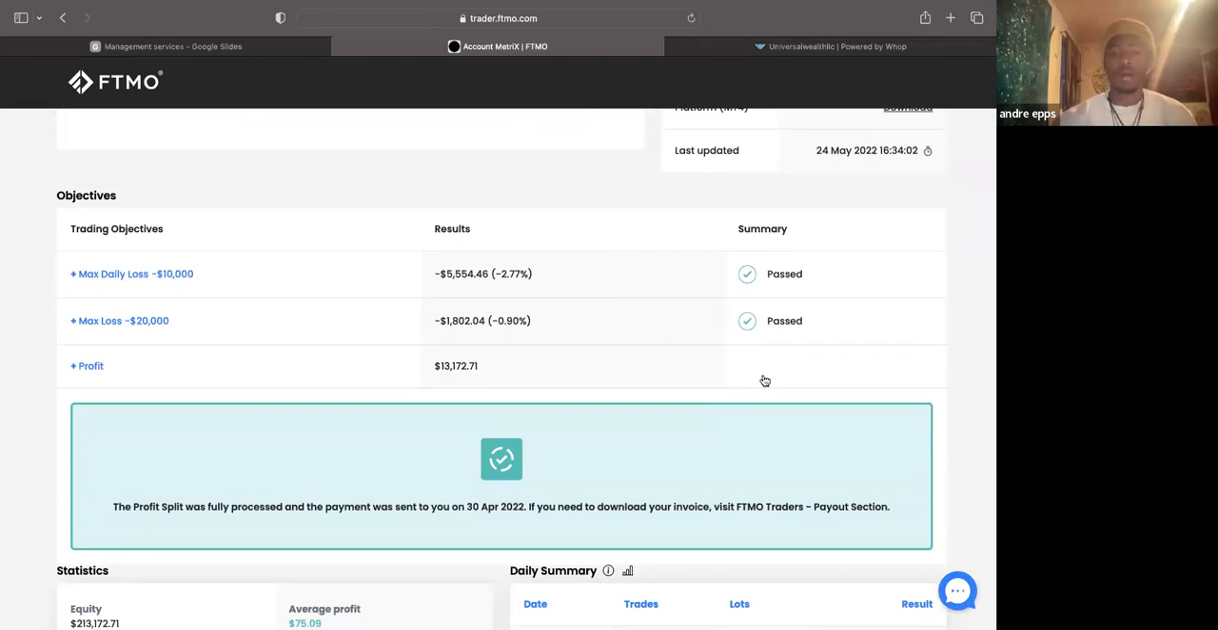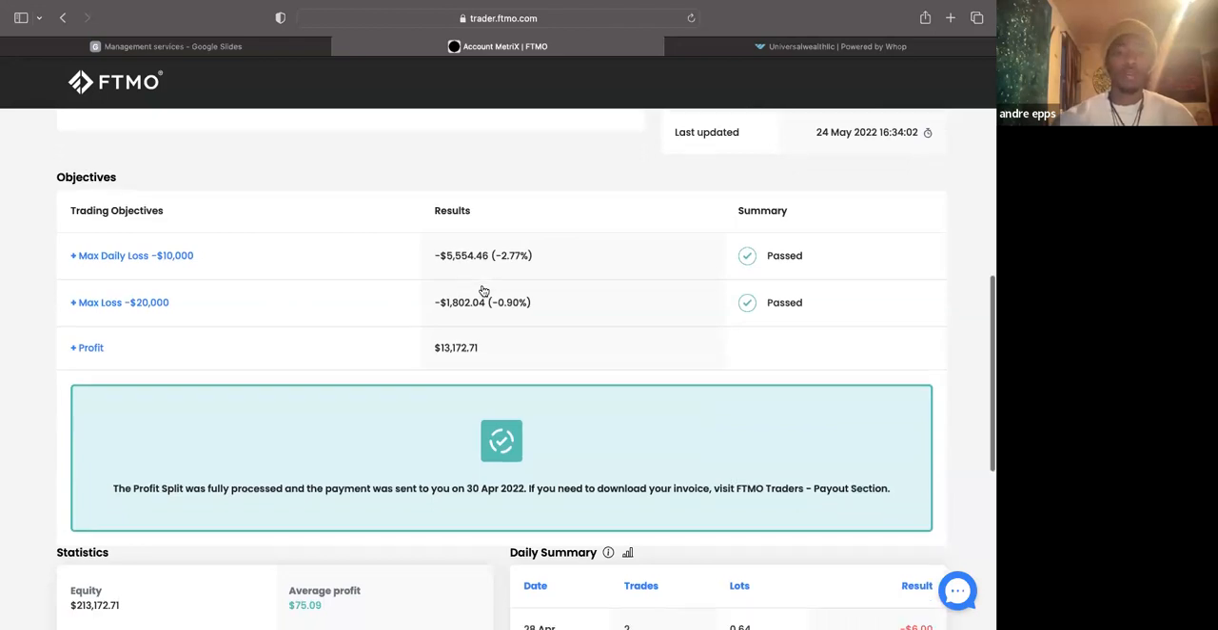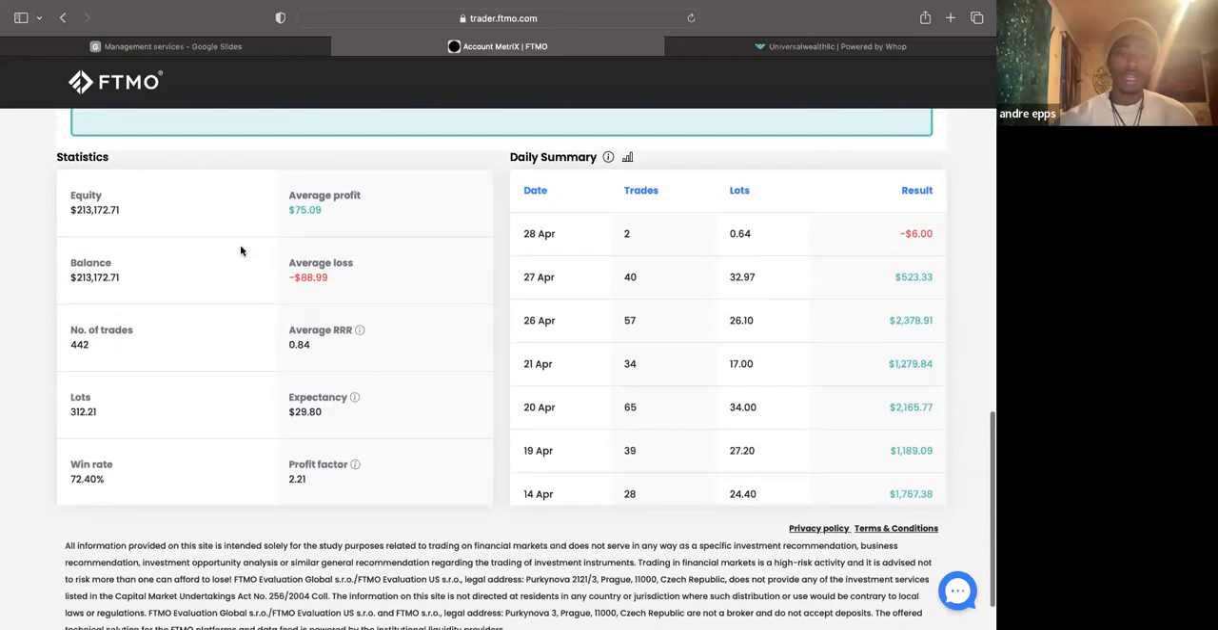Obviously, there's no prop firm evaluation that has to be passed. It's not an evaluation account. It's already live. So the maximum drawdown is $10,000. We didn't get close to that. We had negative 2.77% of drawdown that entire month, which is beautiful. The max daily loss, the max overall loss we had was $1,802, and that was 0.9%. So we passed all those parameters to keep the account verified and up and running, and we were able to profit $13,000.